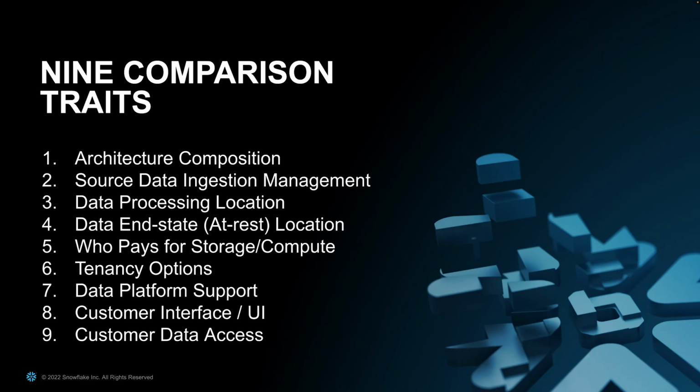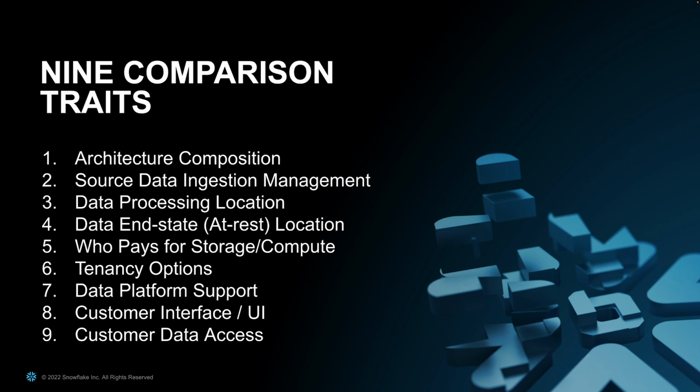When I talk about these three different models, I'm going to talk about them across 9 different comparison traits. Now, these aren't the only traits that you can talk about when comparing these models, but these are the ones that I think are the most interesting or the most important. The first one is, what is the architecture composition of the application? What's possible? What can you do when you're architecting your application? The next is, who controls source data ingestion? And conversely, who controls data processing? Who ultimately handles the data at rest? Who's entrusted with securing that data and making sure that it stays private and usable within the application?